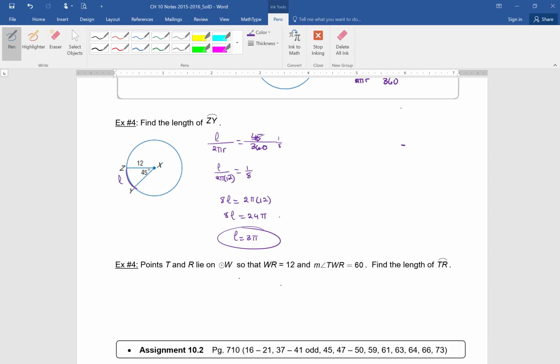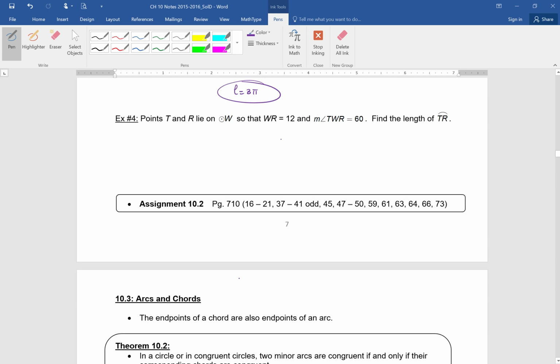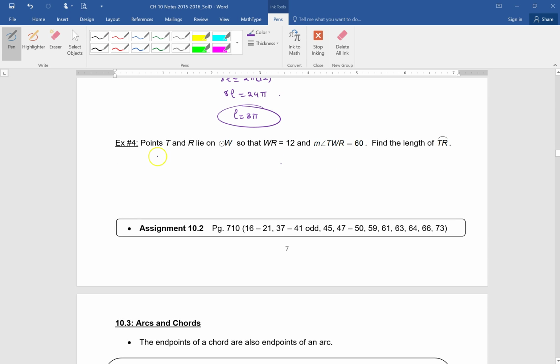All right, let's do this next one. Points T and R lie on circle W. So here's point T, here's point R. They're both on circle W, meaning this is the center. WR is 12. And angle TWR is 60. So that angle is 60 degrees. Okay? What we want is the length TR. So this is what I want, L.